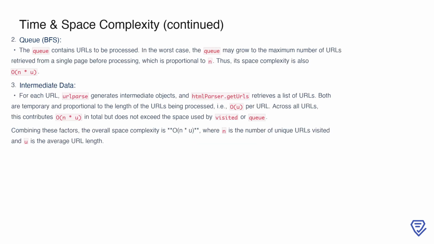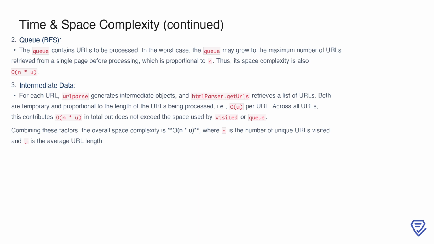Additionally, the queue used for the BFS traversal contributes to the space complexity. In the worst case, the queue might grow to the maximum number of URLs retrieved from a single page before processing, which would also be proportional to n. Hence, the space complexity of the queue is O(n * U).